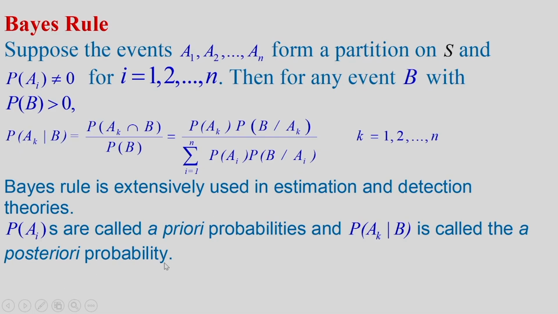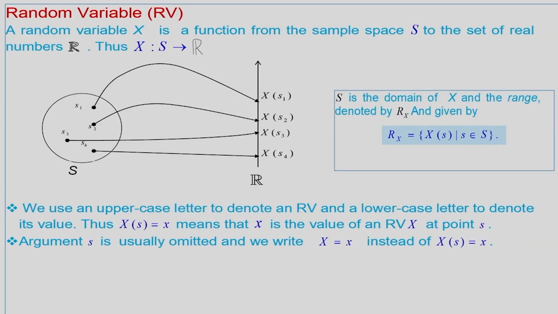A posteriori probability or posterior probability, and it has extensive use in the estimation and detection theory. We have Bayesian estimation theory, we have Bayesian decision theory, and we will be discussing Bayesian estimation theory. With these concepts of basic probability, let us go to define random variable.